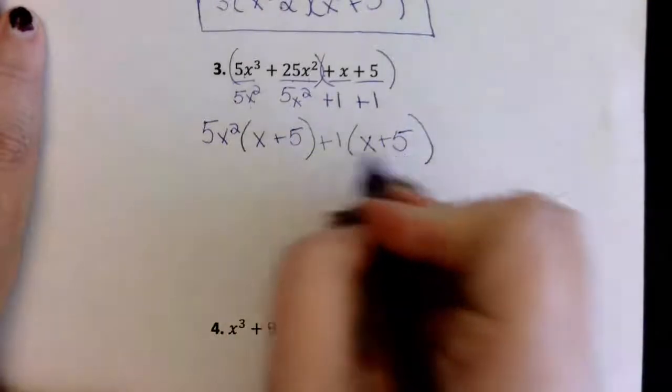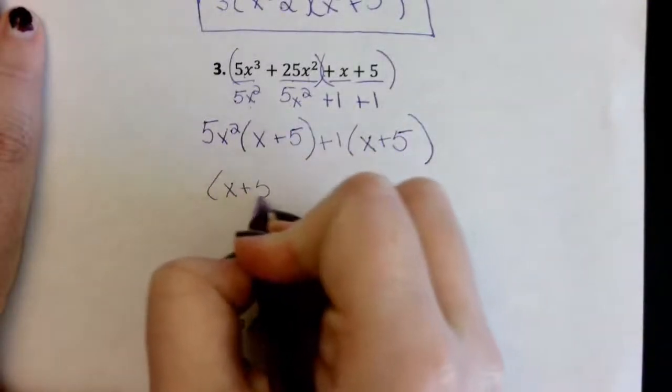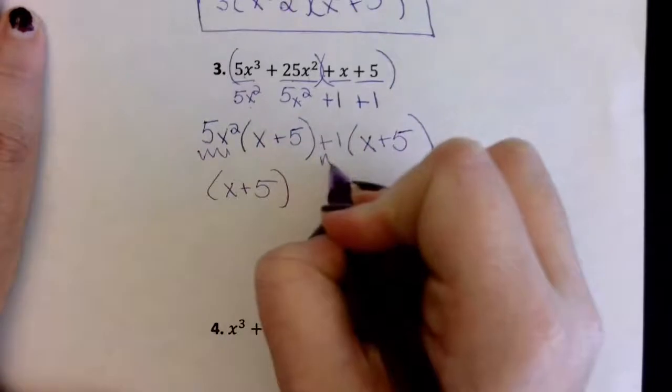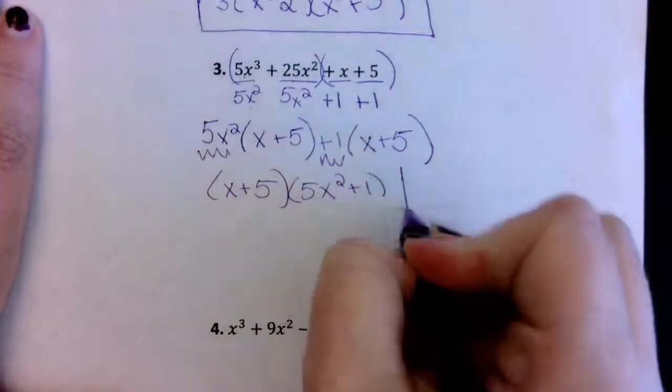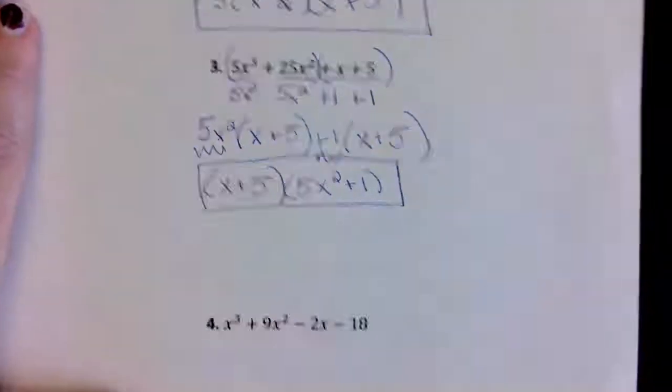X plus 5 is the same in both, so I write it once. And then I put my 5x squared and my plus 1 together. And this is my final answer.